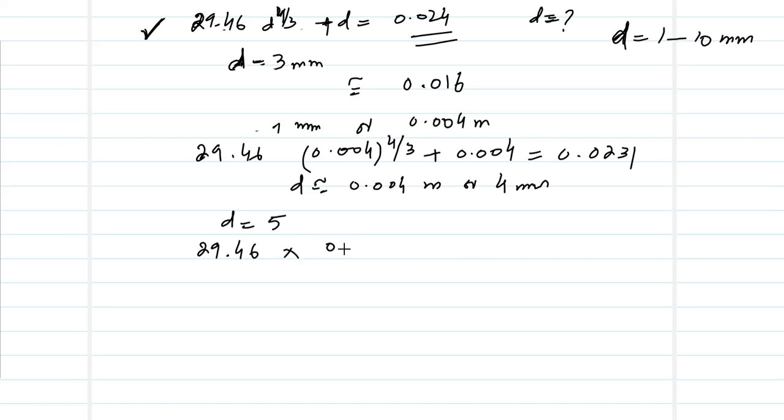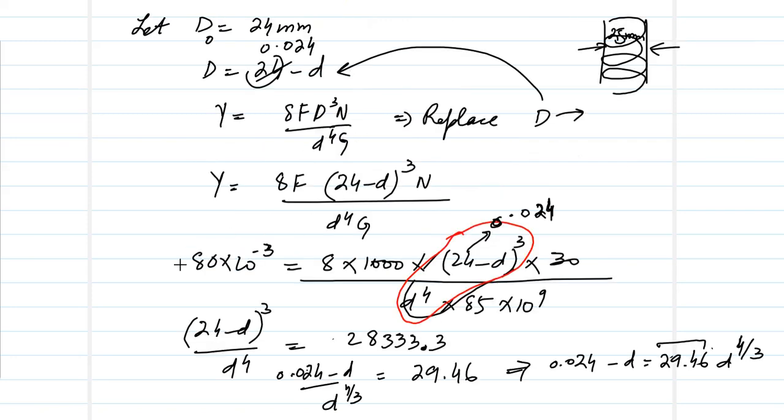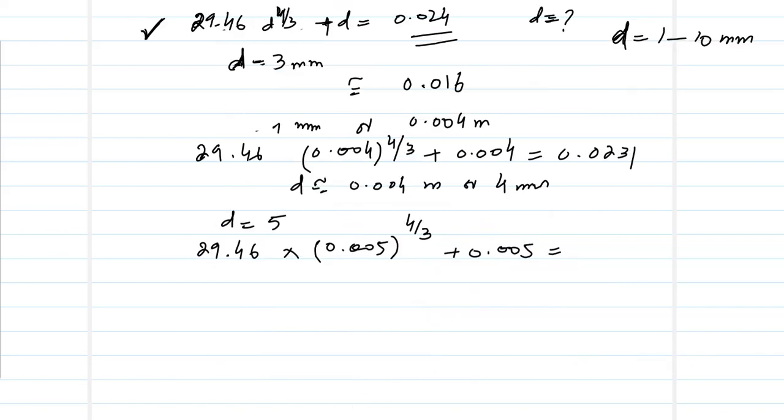29.46 into 0.005 power 4 by 3 plus 0.005. Again, I am repeating, we are using the units in meters. If you are not comfortable in meters, just do all these calculations in millimeters. Clear? So then you have to take it as 24. So that's why, just to be clear in your mind, there should be one system of units. You have seen the problem that even I have actually got some fault in calculation. So that's why it's very important to first understand the units and then try to solve it.